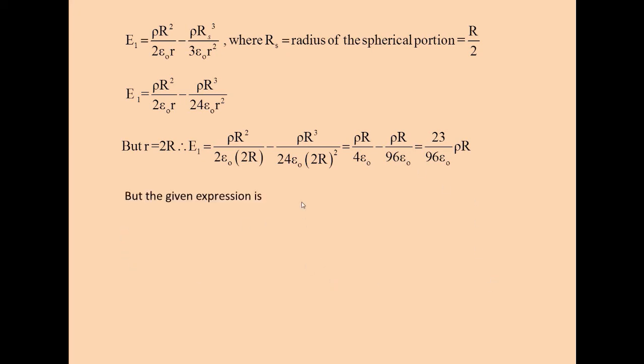But you see the given expression is 23 rho R by 16 k epsilon naught, but we are getting 23 by 96 epsilon naught, rho R is here, of course. So comparing these two expressions, you will get k is equal to 6, because when you put k as 6, you will get 96 in the denominator. In fact, that is the correct expression. Therefore, the value of k is 6. This will be the answer. The 6 will be the answer. Have you understood everything here?